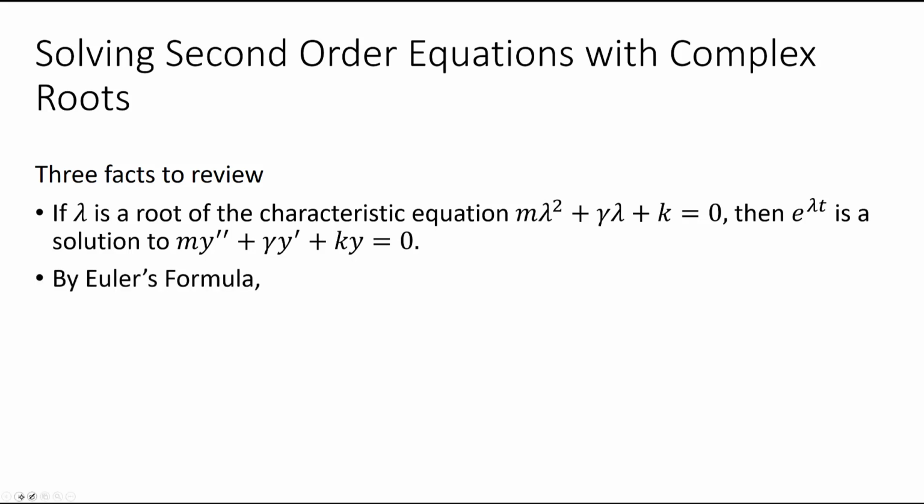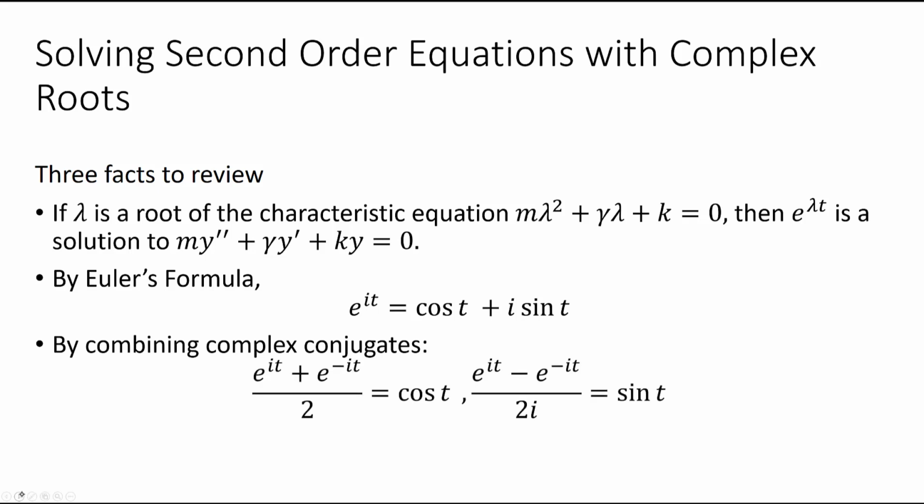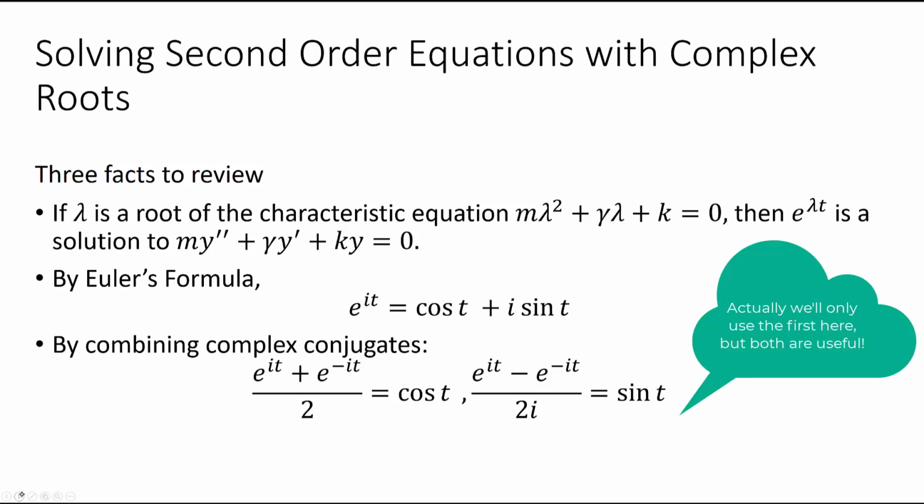Second, by Euler's formula, which we saw in today's class, we have this beautiful result that e to the it is equal to cosine t plus i sine t. And as a consequence of Euler's formula, we can combine complex conjugates to get the two trig identities that e to the it plus e to the negative it over 2 is cosine t, and e to the it minus e to the negative it over 2i is sine t. We'll be using both of these results in the examples that follow.